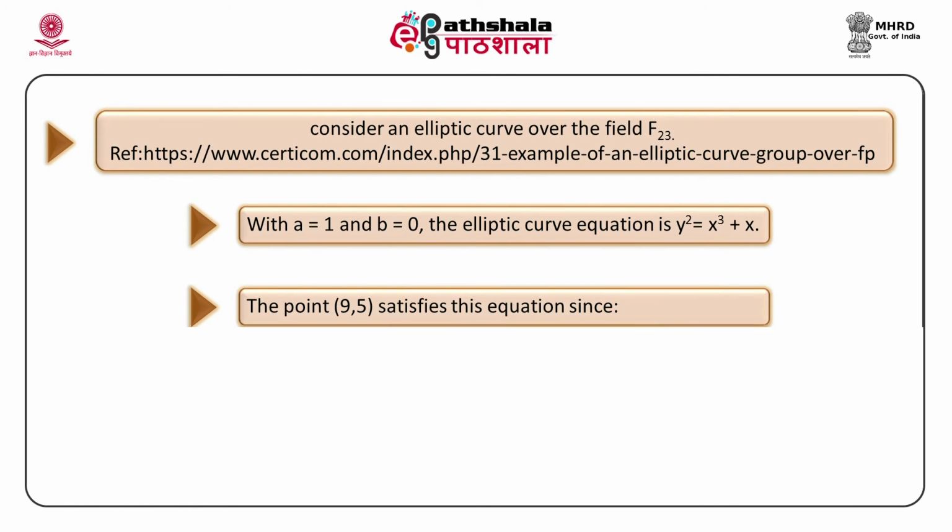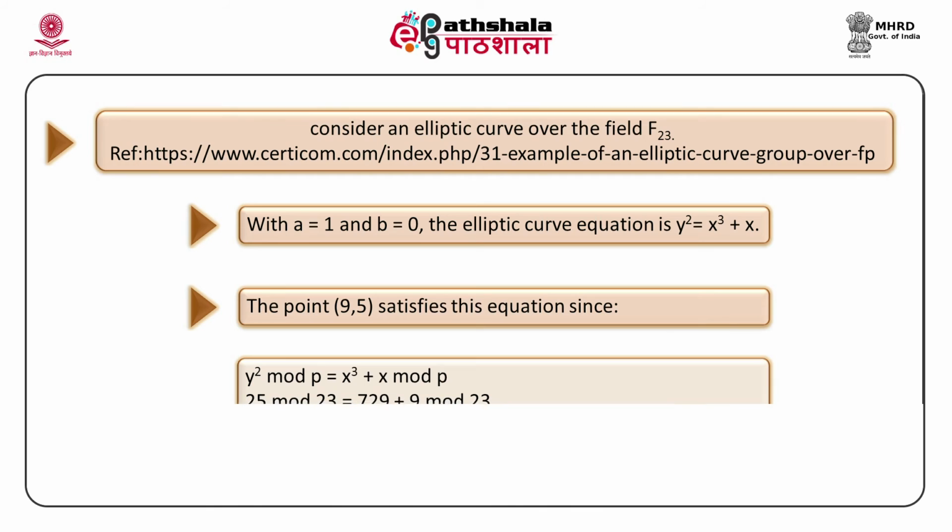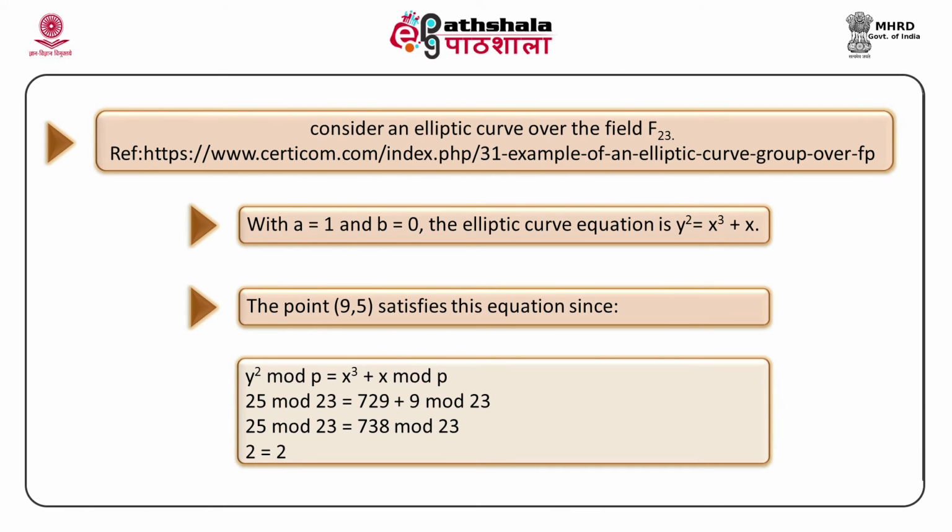Now you know how to find out the points on the equation y square equals x cube plus x, and don't forget to do mod p. This time we have used the field 23, so we need to do the modulo operation with 23. Y square mod p equal to x cube plus x mod p.